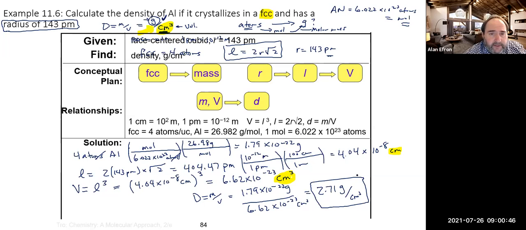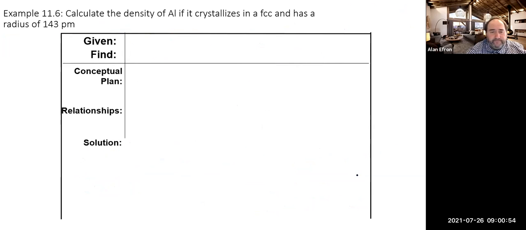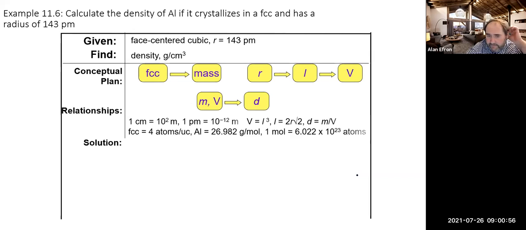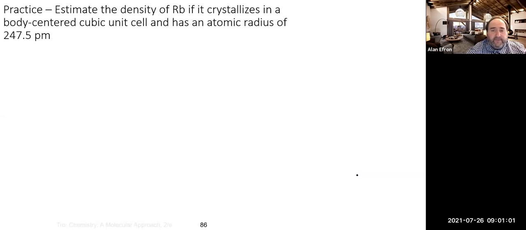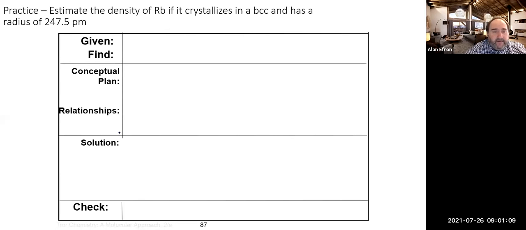Okay, so why don't you try one here? This is the aluminum, right? That's the one we just did. Why don't you try this one here? Estimate the density of Rb. It crystallizes in body centered, has a radius of 247.5 picometers. We're looking for the density in grams per cubic centimeter.